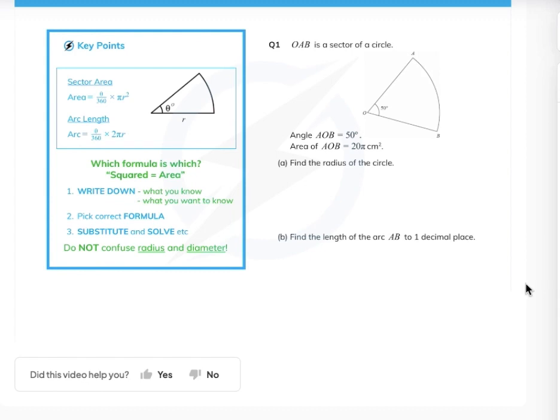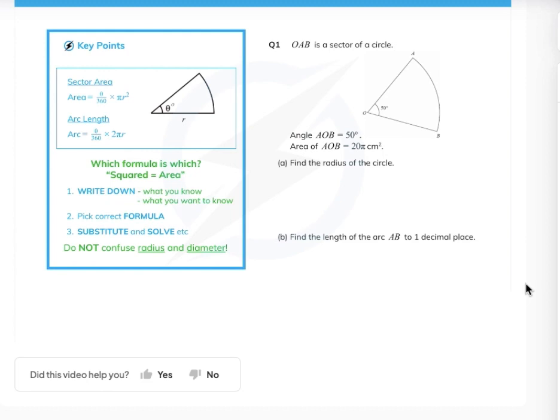Occasionally people have a difficulty remembering which formula is which for circles. Well, just remember that all units for area are squared, square centimetres, square metres, etc., and so squared is area. As ever with problem solving, write down, or at least make sure you are aware of what you know and what you want to know. Pick the correct formula, again remembering that squared is area, and then substitute, solve, etc. And you shouldn't, and I hope you never will, confuse radius and diameter. So let's have a quick look at a question.